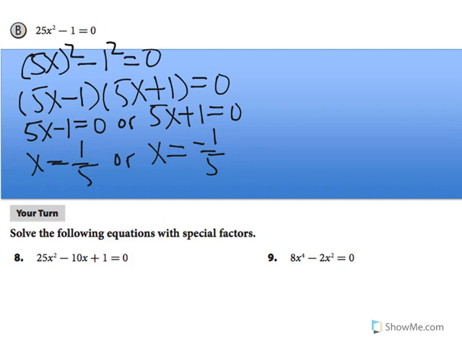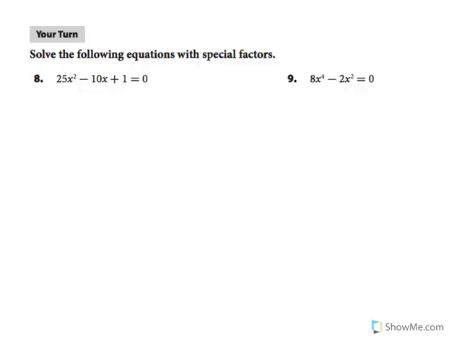Okay, can I have you try number 8 and number 9? We don't have enough room for you to work this out, so let's move on to the next slide. These two are the same, number 8, number 9. I'm going to have you try these two out.